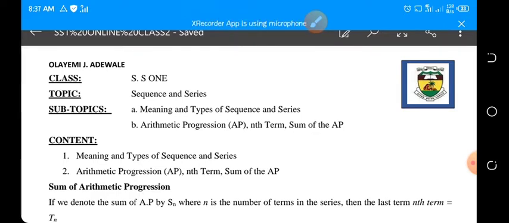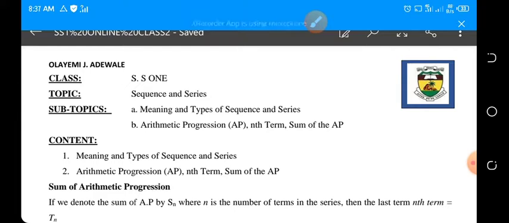We've discussed our topic, sequence and series, that we started some time ago, and we've dealt with the meaning of sequence and series and types of sequence and series. Under the types, we have two, which are arithmetic progression and geometric progression, and we want to take them one after the other.